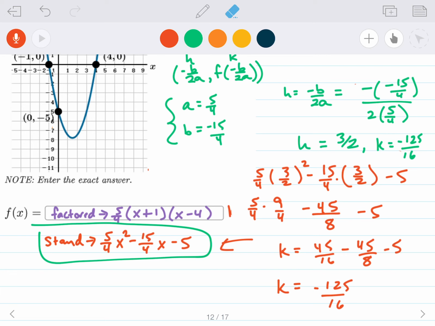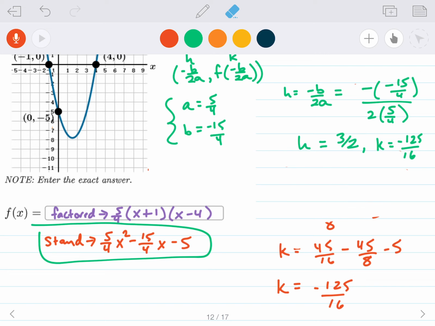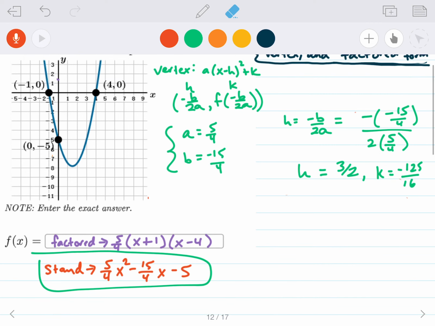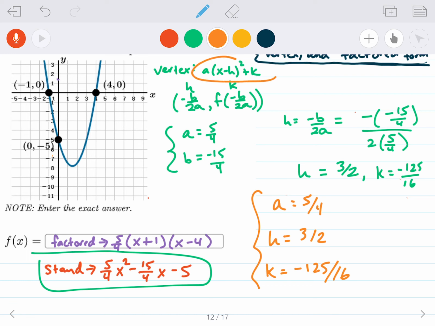Let's erase some of the stuff here so we have some room. Okay, so now we know what a is because we already found a in standard and factored form. We have a is 5 over 4. We just found h and k. H was 3 over 2, and k is negative 125 over 16. Therefore, plugging this stuff into vertex form, we get that vertex form is going to be a times x minus h squared plus k. So that is our answer for vertex form. So it's factored, standard, and vertex form. These all represent the same curve that you can see here in our picture.